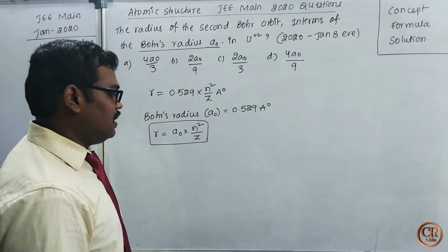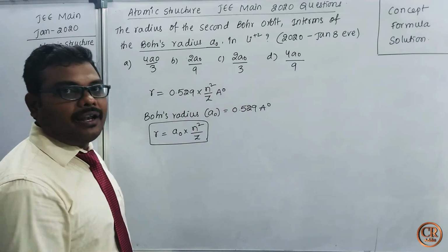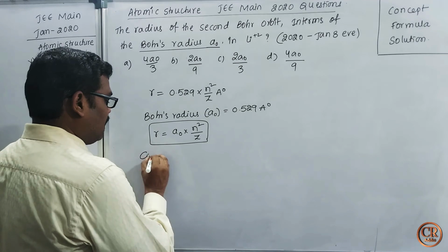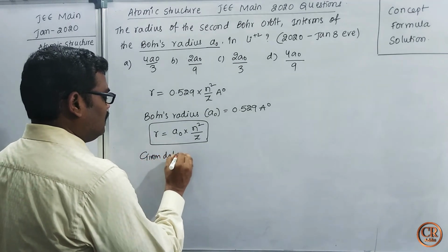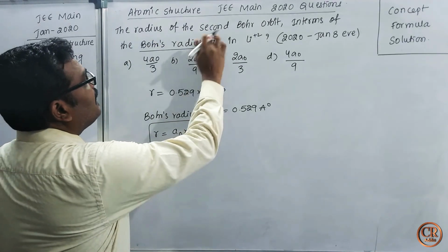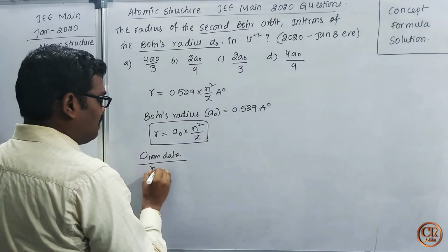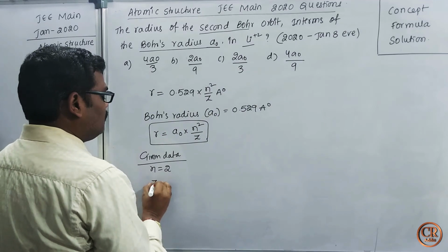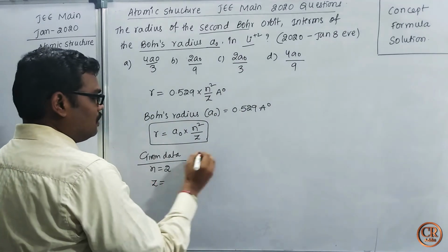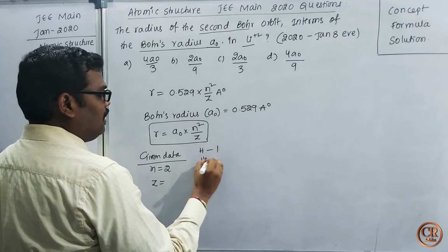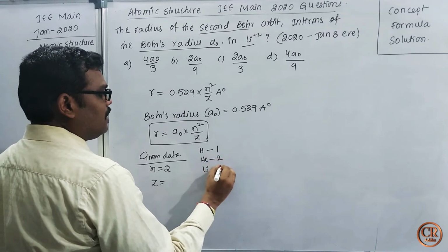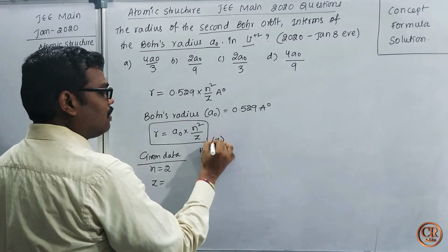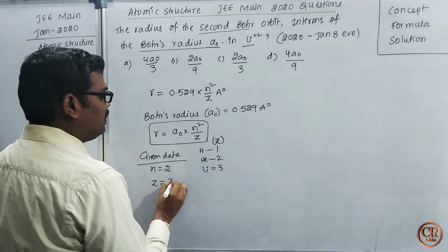Then we try to solve this. Before going to solve any problem, first we have to write the given data. The given data in the question: second Bohr orbit, that means n value is 2, and lithium Li2+. So what is the Z value? You know, hydrogen is 1, helium 2 and lithium is 3. What are 1, 2, 3? Atomic number. So the atomic number of lithium is 3.